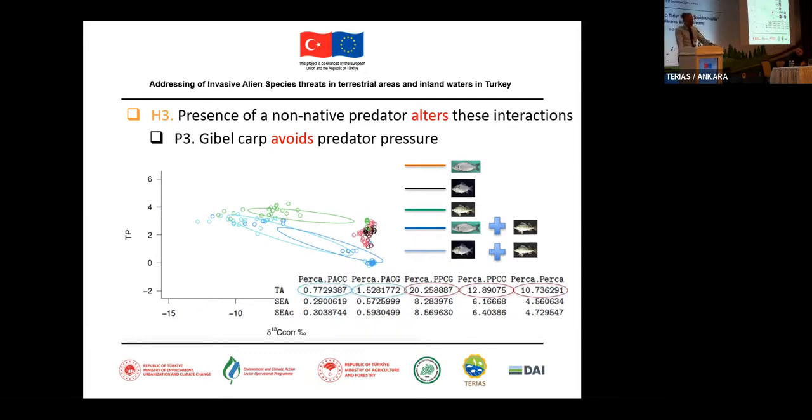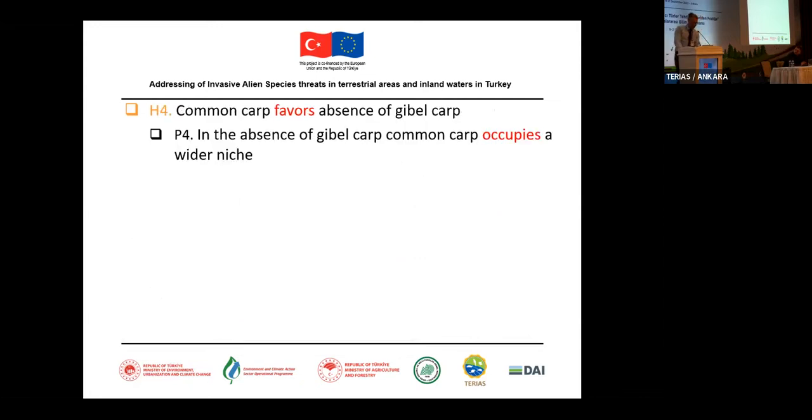But the difference, again in favor of gibel carp, is significant, because you see in the perch presence, common carp gets only 2 times wider niche, but in the case of gibel carp it gets a third time more wider niche area. So this is also somehow confirmed.